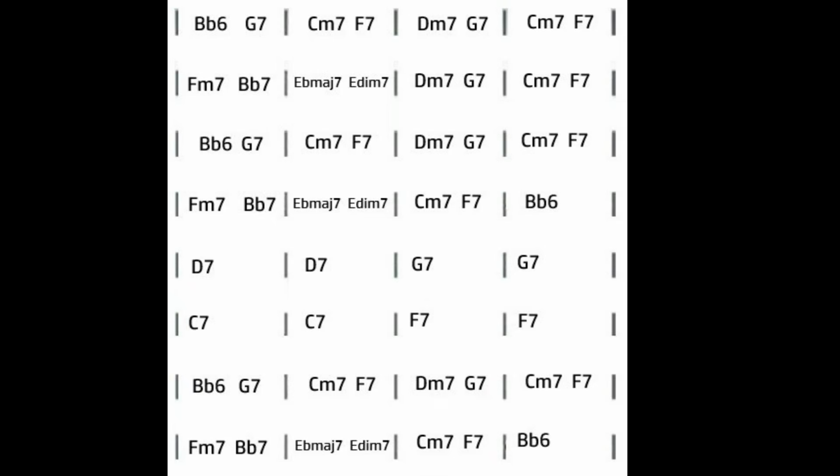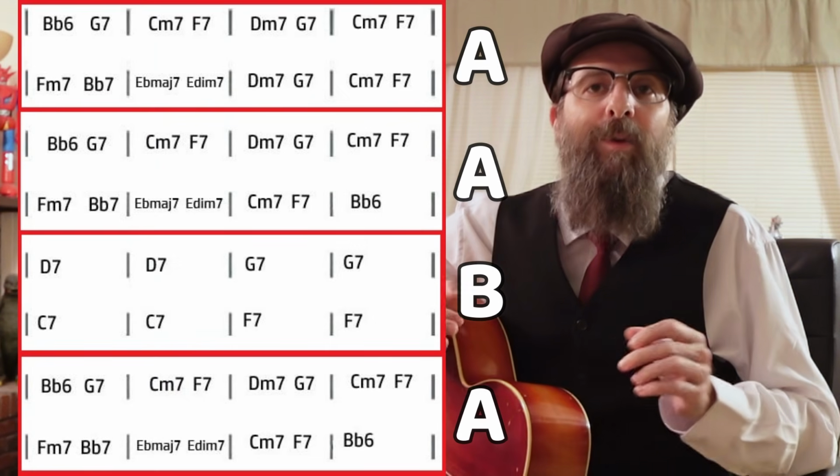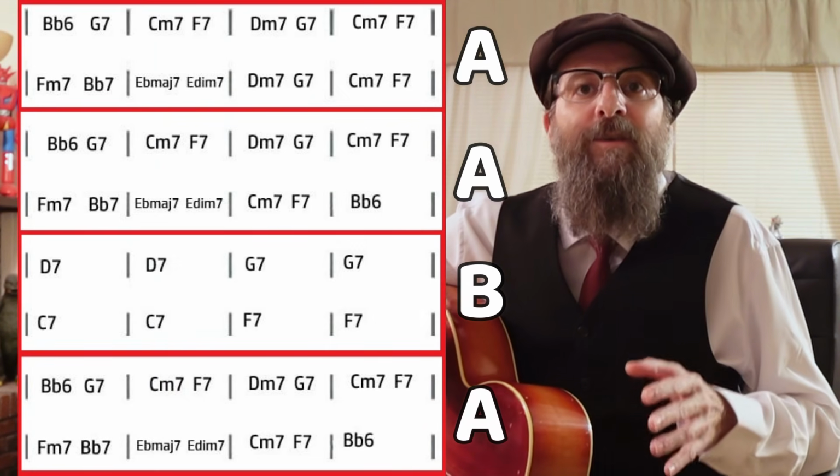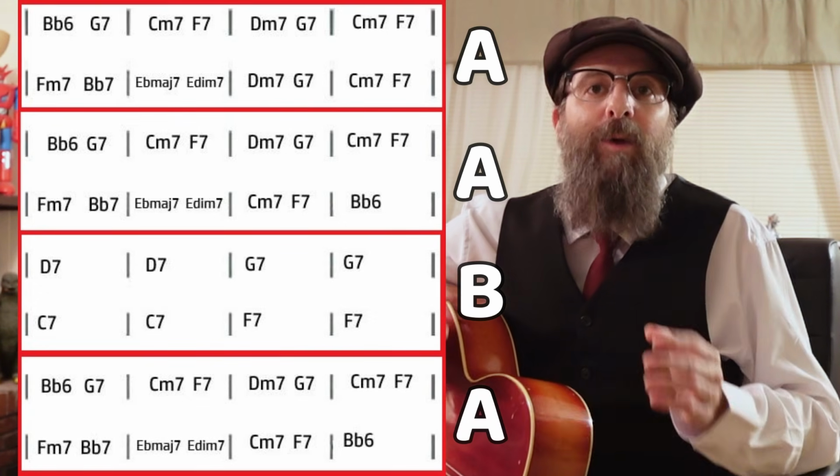Now, rhythm changes is a 32-measure AABA form, and you play the A part twice, then there's the B part, the bridge, and you play that once, and then you play the A part one more time. Now, the A section of the progression uses a 1-6-2-5 sequence.